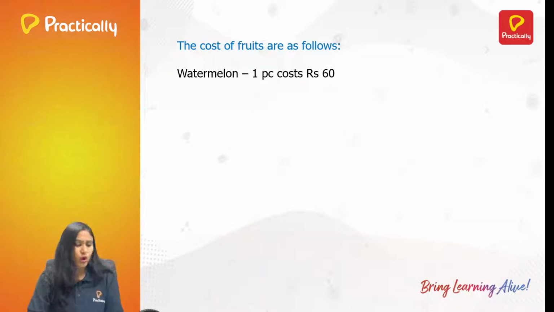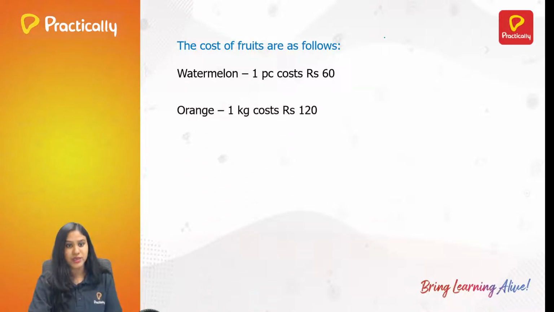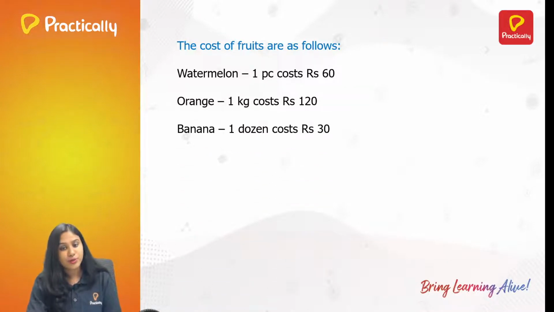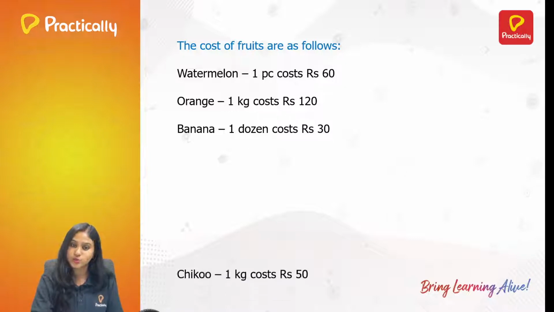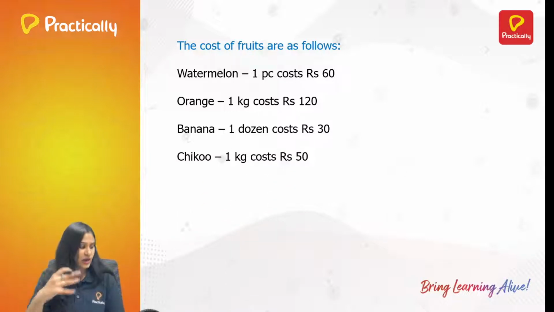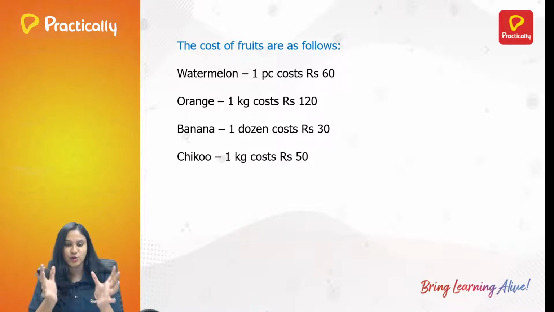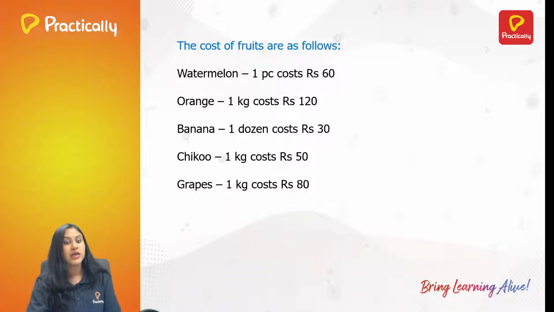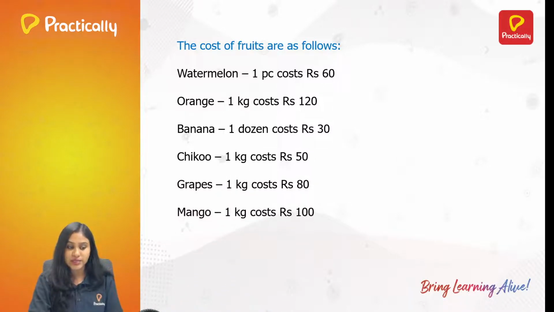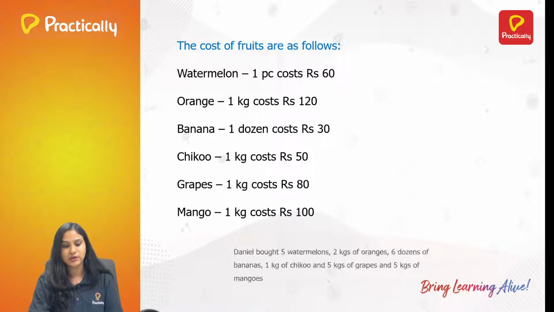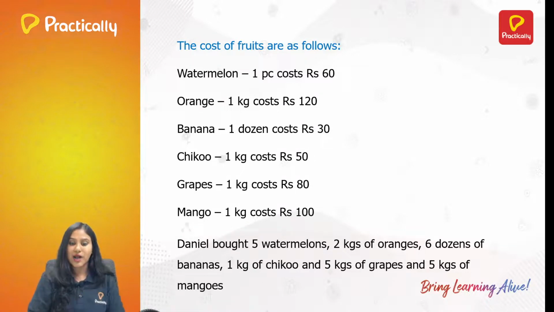Watermelon, 1 piece costs 60 rupees. Orange, 1 kg costs 120 rupees. Banana, 1 dozen costs 30 rupees. Chiku, I don't know what you call it, 1 kg costs 50 rupees. Grapes, 1 kg costs 80 rupees. Mango, 1 kg costs 100 rupees. Now, Daniel bought 5 watermelons, 2 kgs of oranges, 6 dozens of bananas, 1 kg of chiku, 5 kgs of grapes and 5 kgs of mangoes.